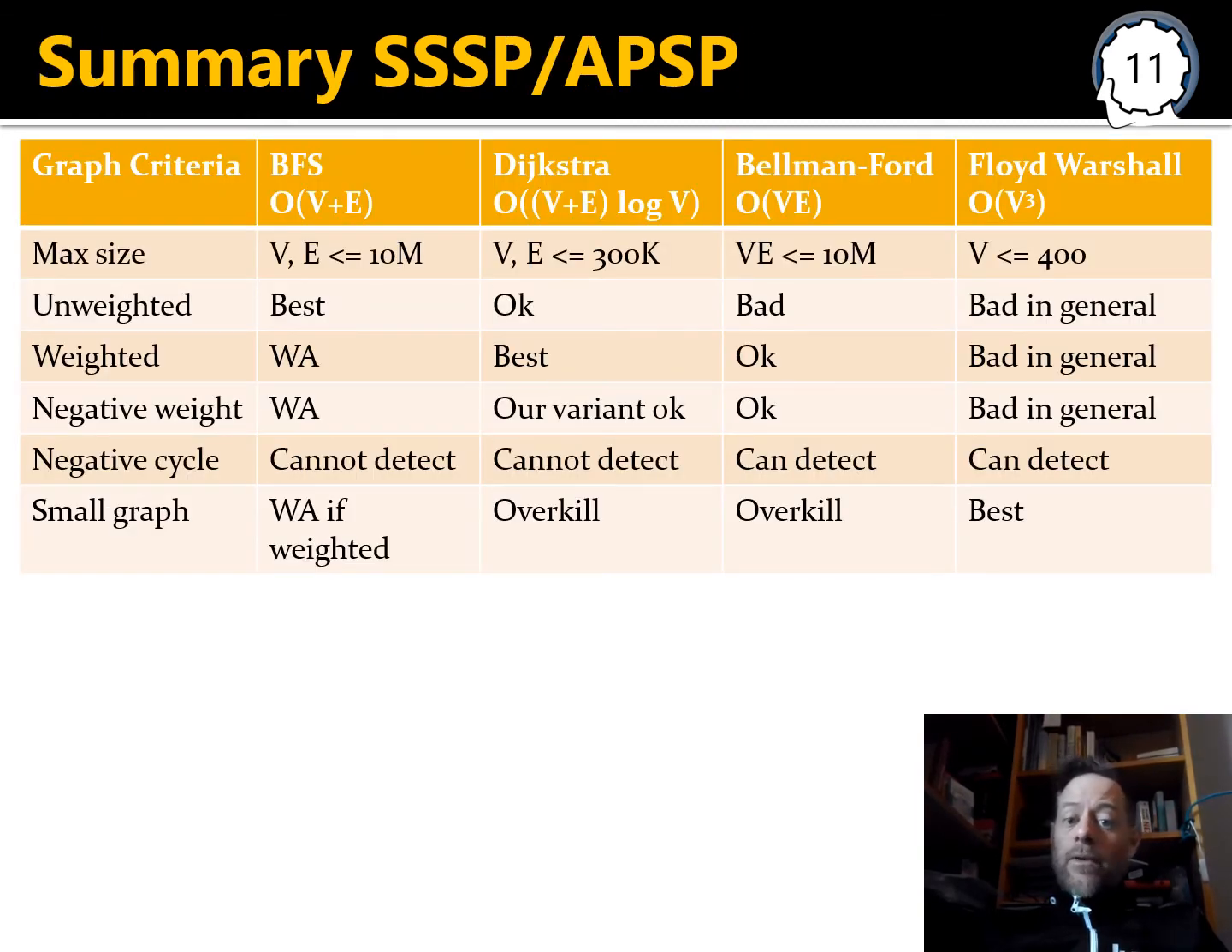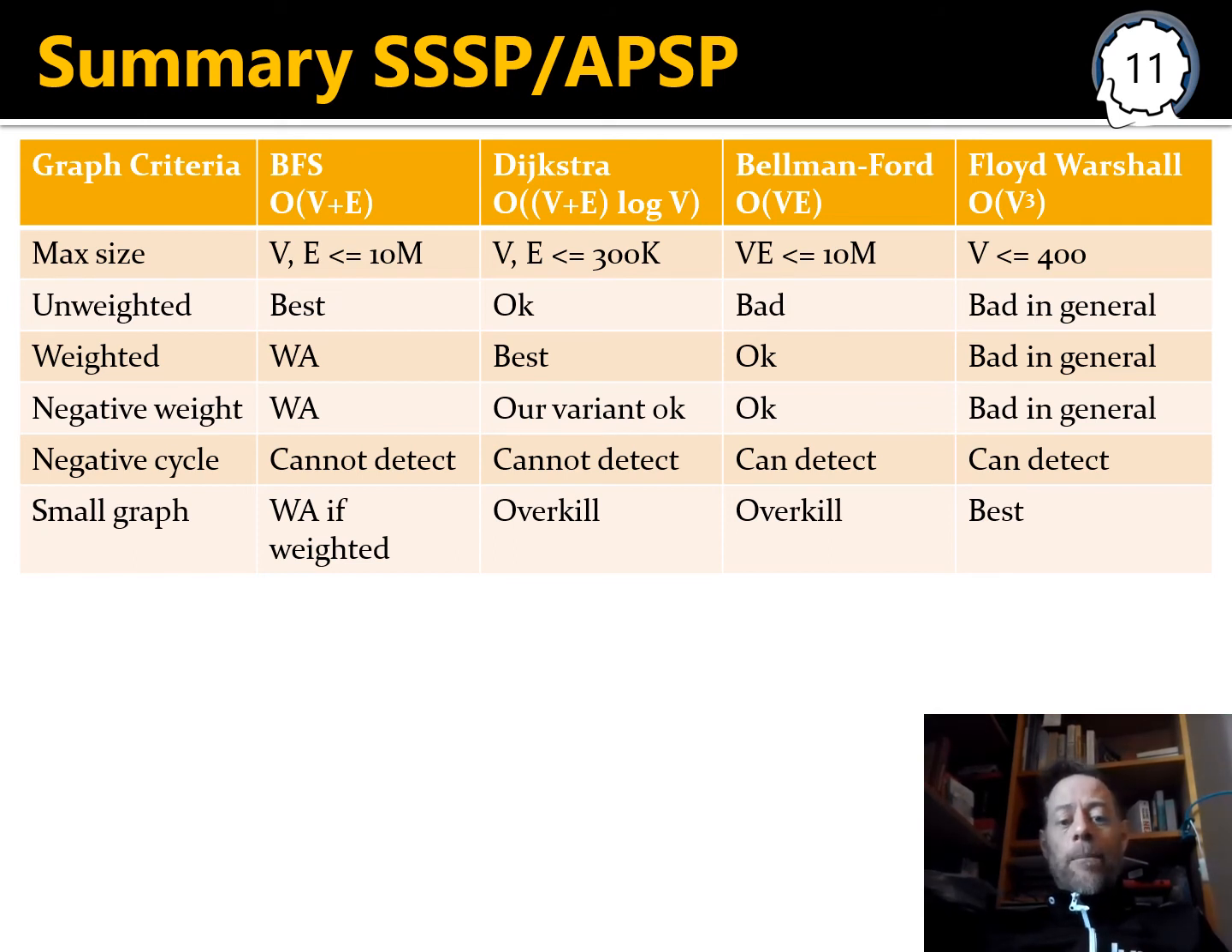So if we make a summary of these approaches to shortest path problems, we can see that breadth first search we can use if it's an unweighted graph, and then this is the best approach we can do. If the graph is weighted, then we cannot use breadth first search.